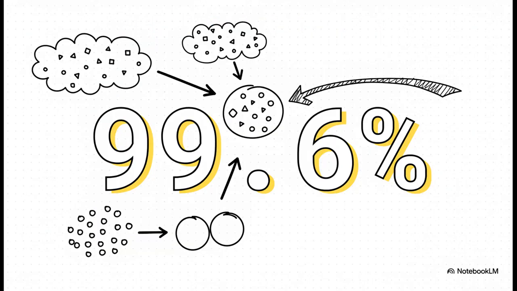And how good is it at this? Unbelievably good. In this example, that one new supervariable we created captures 99.6% of all the information from the original two. Think about that. We cut our complexity in half, but we lost almost nothing. Now imagine doing that with 50 variables and shrinking them down to just 2 or 3. That's the power of PCA.